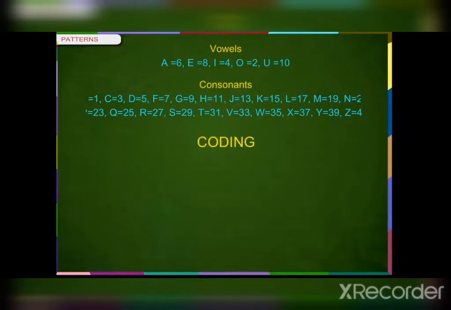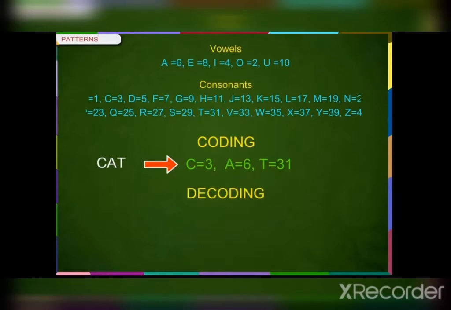Coding. So, to code the word cat, we find the numbers for each letter. Look up C and you'll find that C is equal to 3. Look up A and you'll find that A is equal to 6. Finally, look up T and you'll find T is equal to 31. So, cat is equal to 3631.